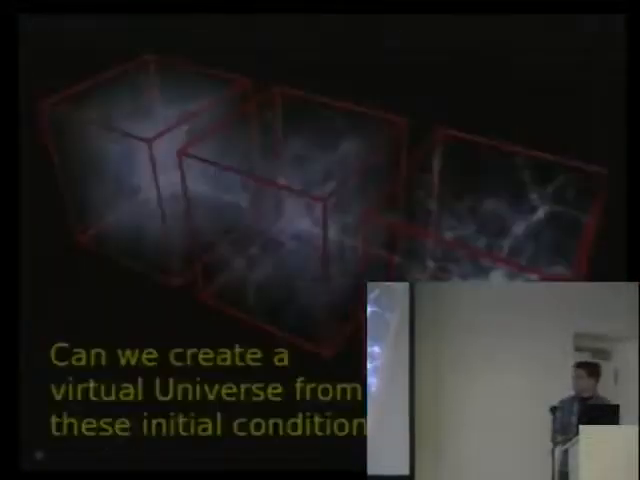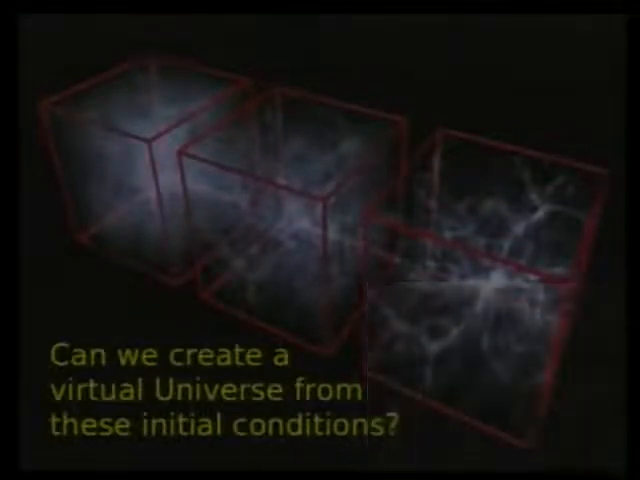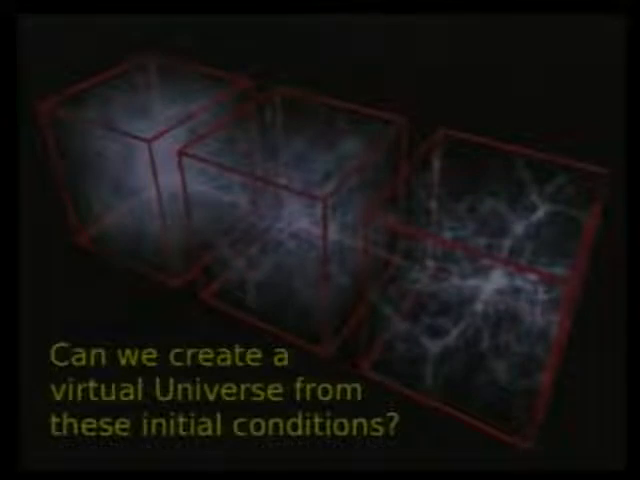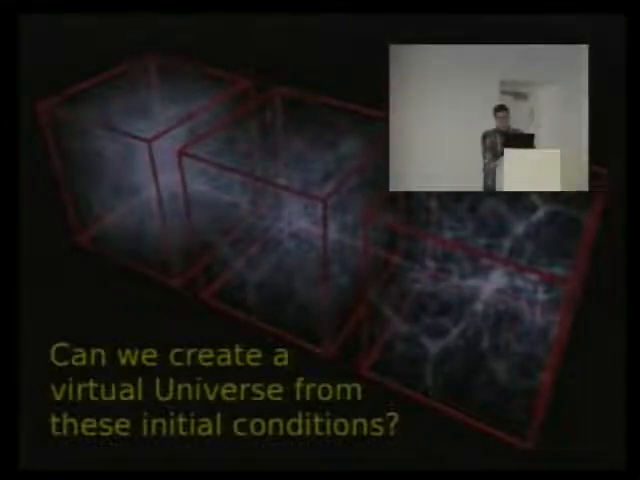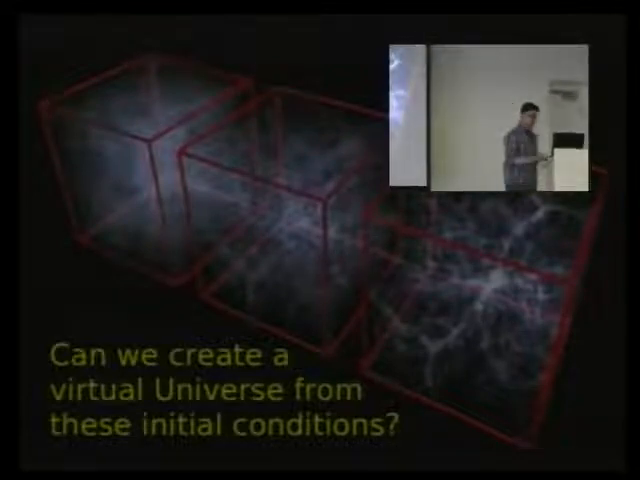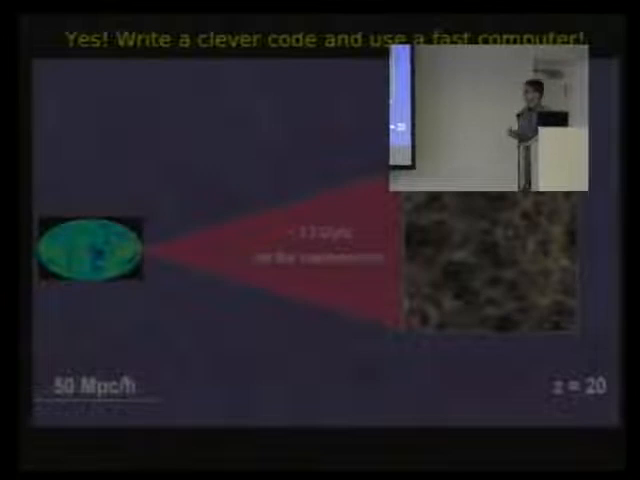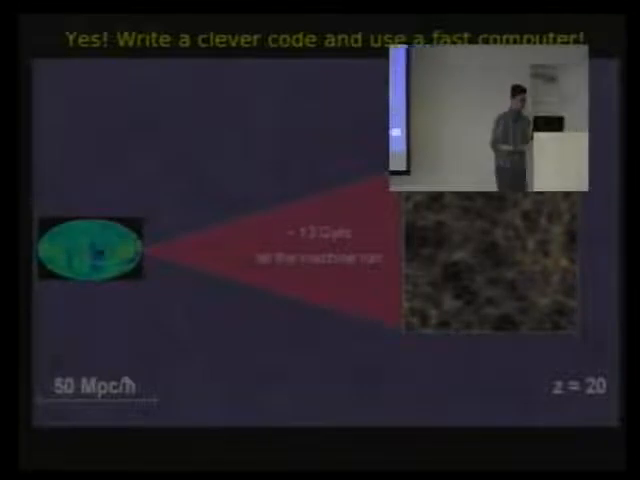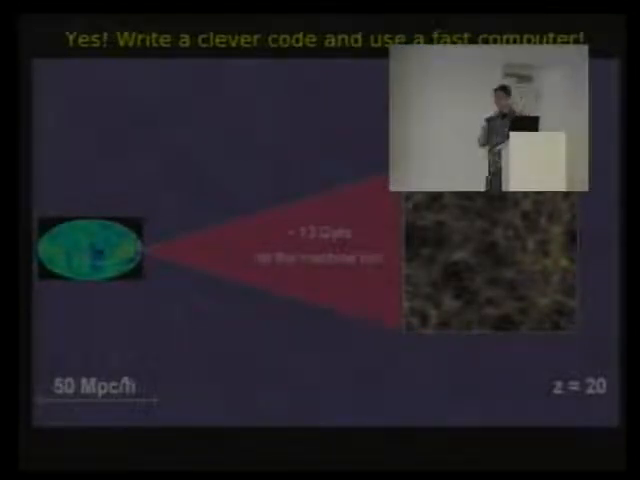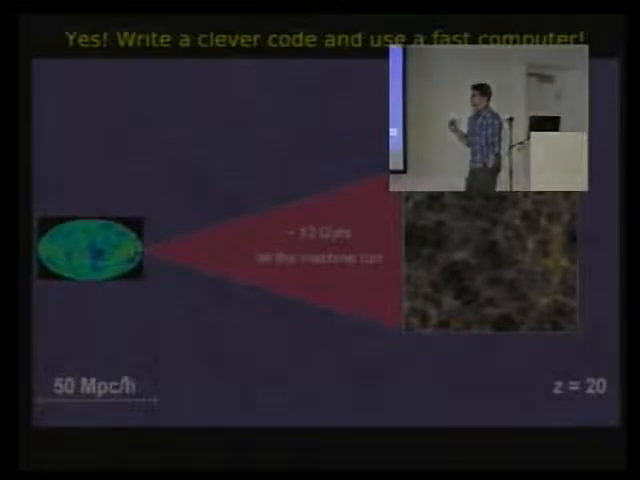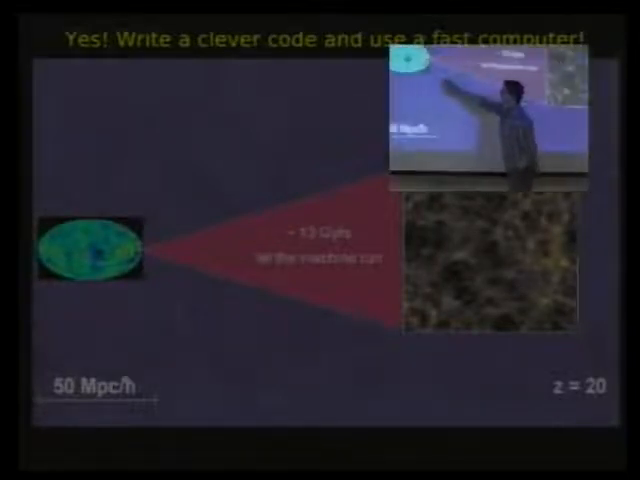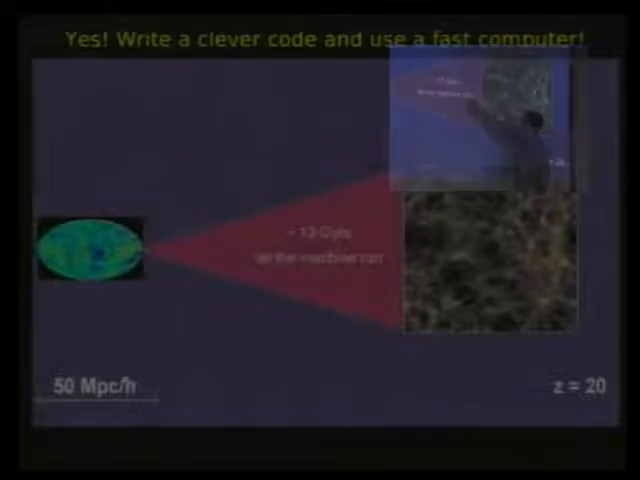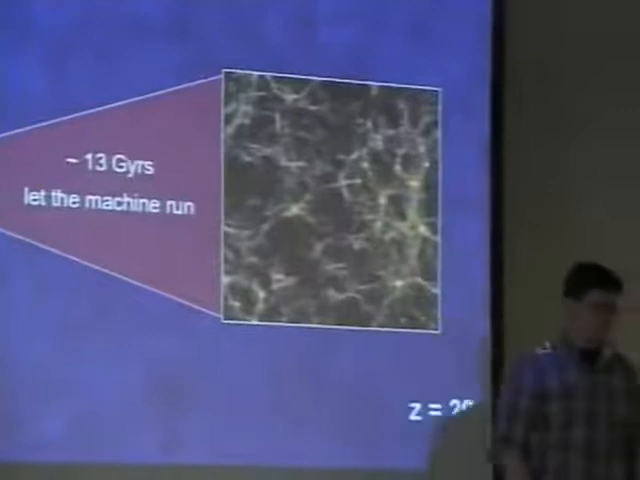So the question then is, can we actually create a virtual universe from these initial conditions? So we know the initial conditions today very well. And the question is whether we can model the whole thing in a way that we end up with a universe that looks from a statistical point of view like our universe. And the answer is, as we know today, yes, you can do this. So you have to, of course, use a very good physical model to describe the universe. Then you have to write a very clever code and use extremely fast computers. And then you can simulate from this point the whole lifetime of the universe, so 13 giga-years or 13 billion years, to what we see today.